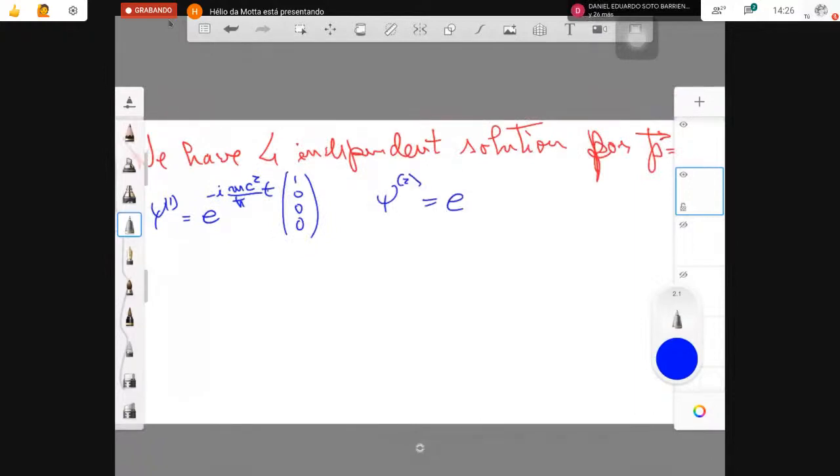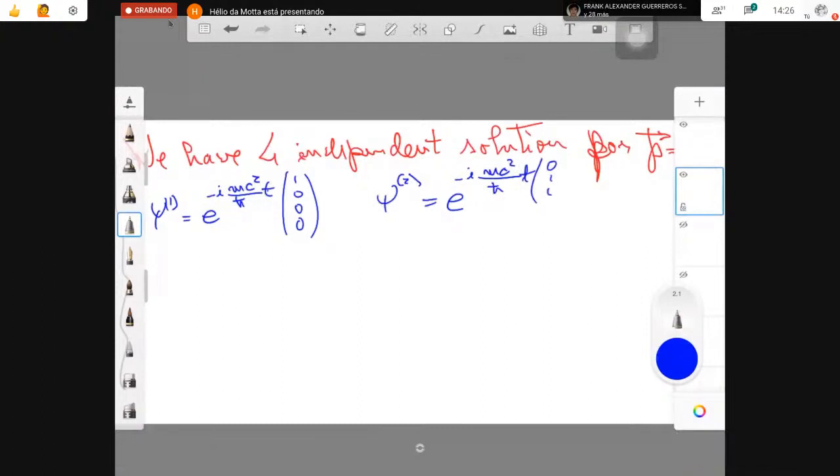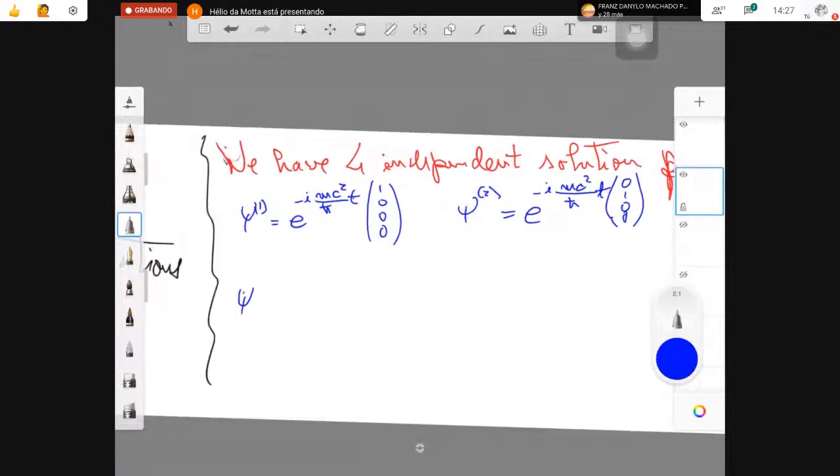Equal to minus I, MC2 is H slash T, 0, 1, 0, 0. Solution 3, that's E. Now the energy is different. MC2 H slash T, then is 0, 0, 1, 0. And if you notice, these are totally independent.